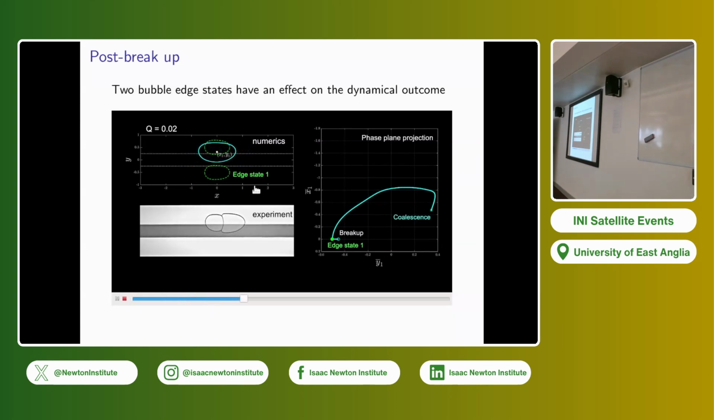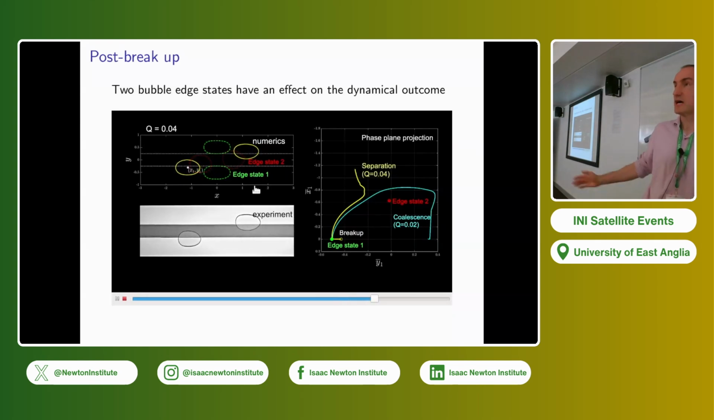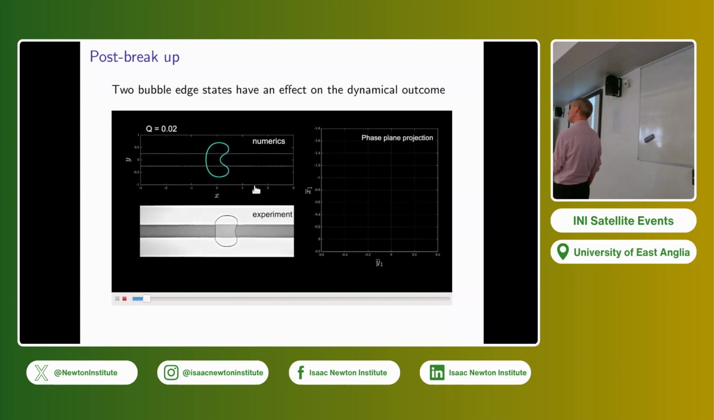Now we move to a faster flow. There we go. The bubbles break up. Now there's another weakly unstable edge state, the red one that you can barely see, and that separates the bubbles. Its stable manifold is such that it prevents the bubbles from coming together and merging. So it has an effect on the overall dynamics, and it wasn't there at the start of the evolution.